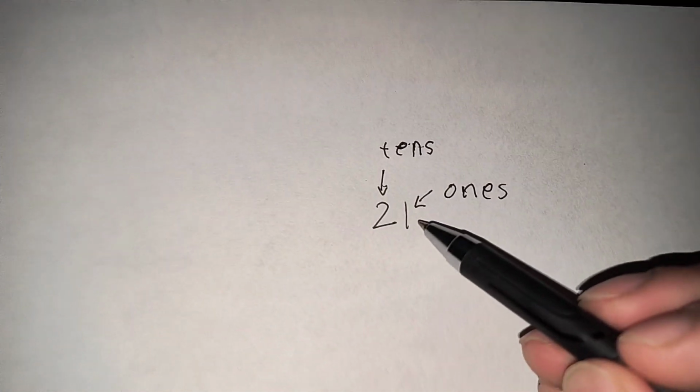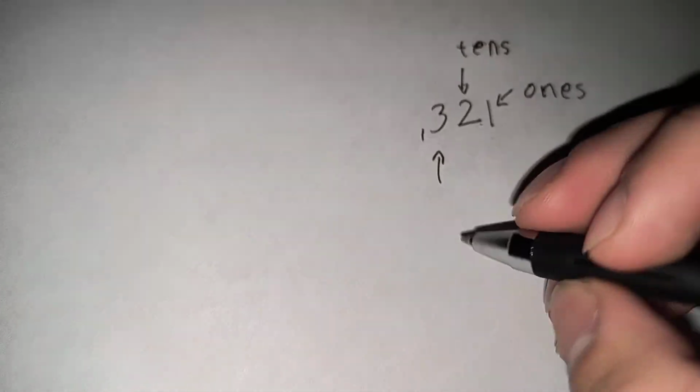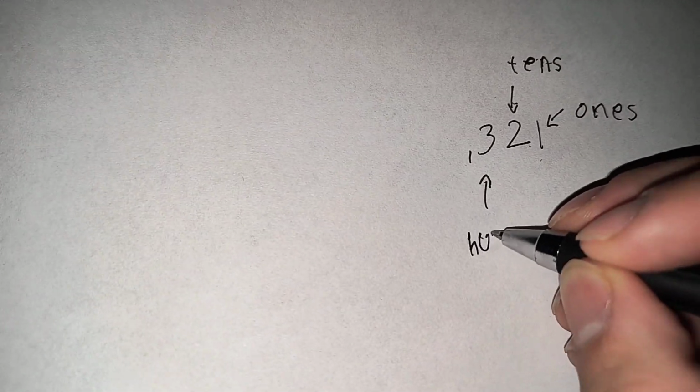This is the tens, and this is ones. This is ones because it's only worth one. This is the tens place because it's worth 2 tens. And then you got the hundreds place. We'll just keep going like this. The hundreds place because it's worth 3 hundreds.